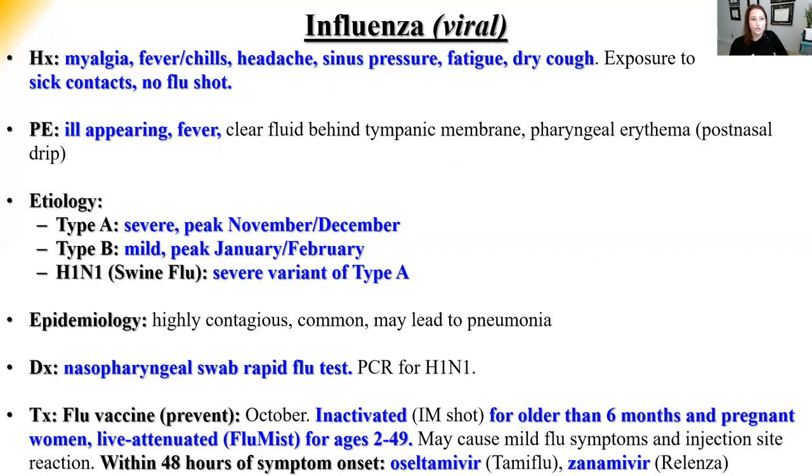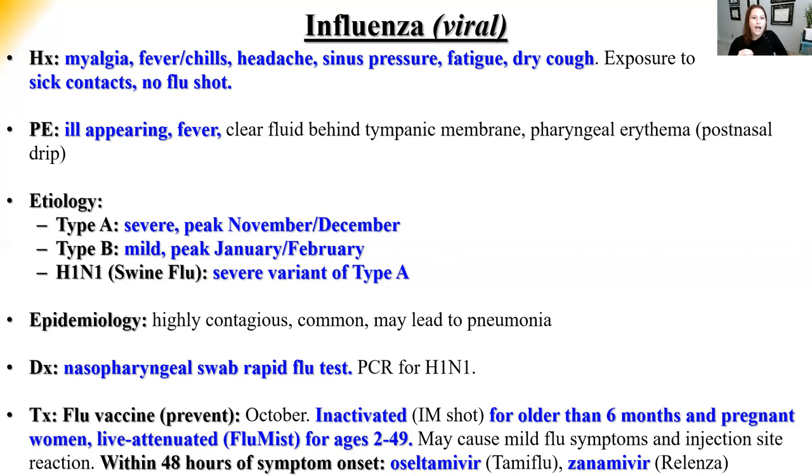On physical exam, they will appear ill. They look sick. Fever is more common in influenza than it is in a common cold. Clear fluid behind the tympanic membrane or pharyngeal erythema, those are nonspecific. We know this is highly contagious. We know it's very common. And we know that some people can develop a secondary pneumonia after influenza.